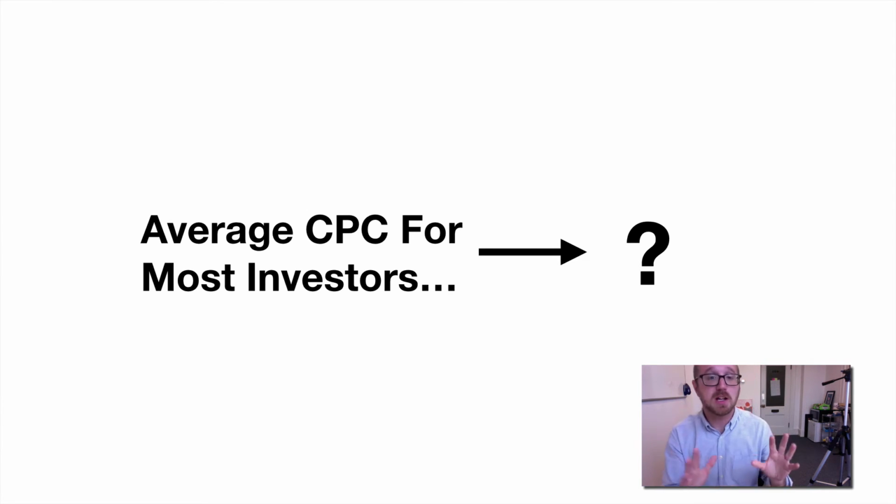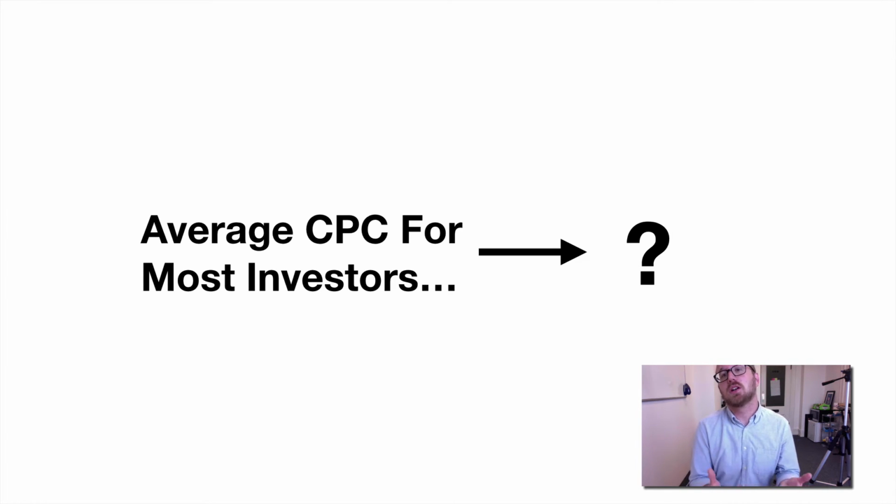Average cost per click. So cost per click in AdWords is the amount that you're spending on average every time someone clicks your ad. Fairly self-explanatory, right? And this can vary pretty wildly depending on where you are and how much competition you have, and what you bid, and all this stuff.